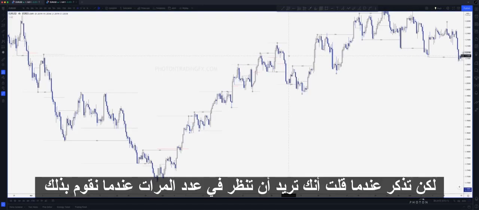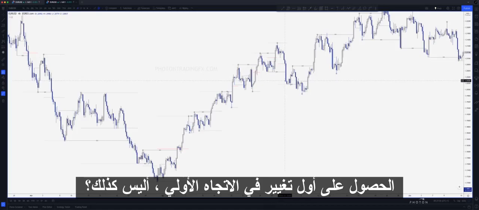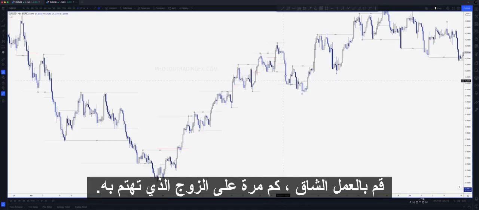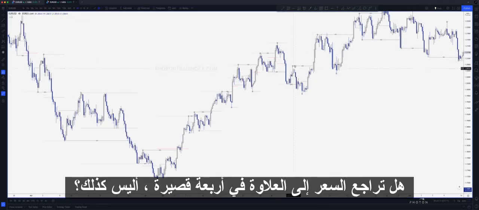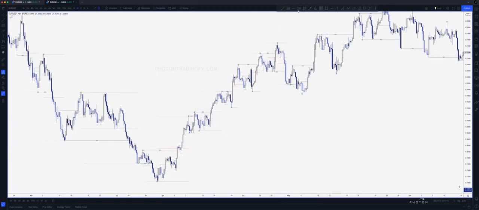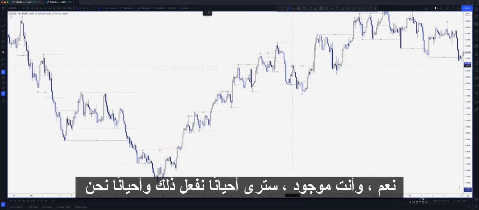But remember what I said. You want to be looking at how often, when we get that first initial trend change, right? Collect the stats on this, do the hard work. How often on the pair that you are interested in, so in this case euro dollar, right? How often on that first initial trend change does price pull back to the premium if we're short, or to the discount if we're long? And you'll see sometimes we do and sometimes we don't.